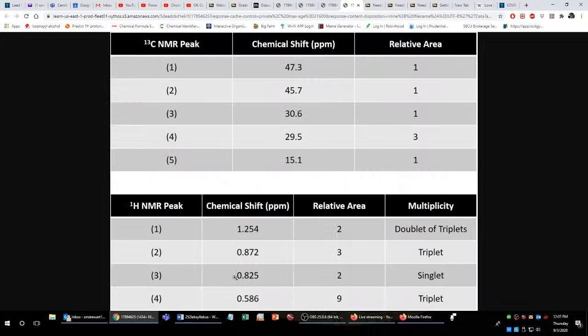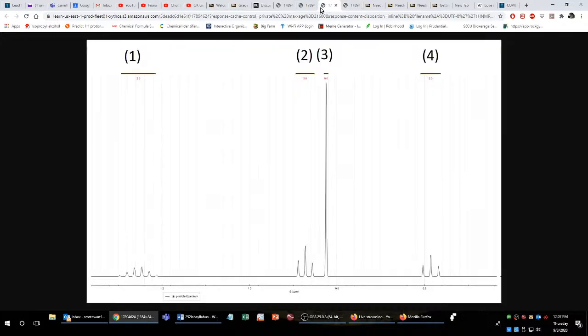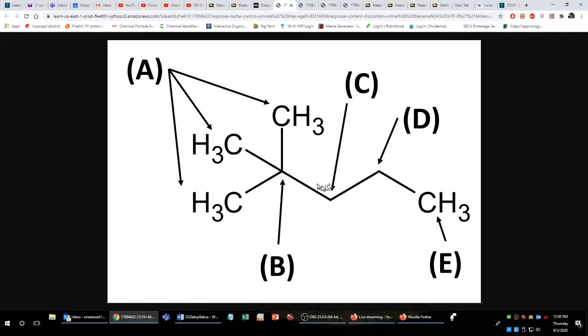Peak 4 here is going to correspond to your A hydrogens, and that's because we have an area of 9. Now, we've got 3 other hydrogen-bearing carbons. We've got E, which has 3, D, which has 2, and C, which has 2. So this is where we're going to work with the J coupling. Now, you're better to go with hydrogens. We'll start with hydrogens that only have hydrogens on the nearest neighbor.